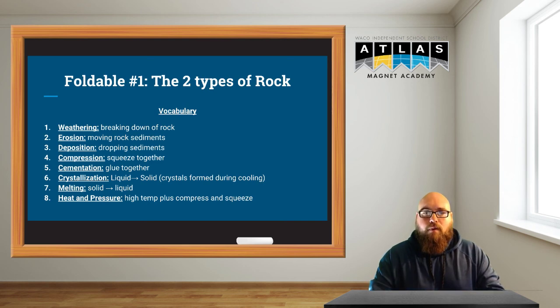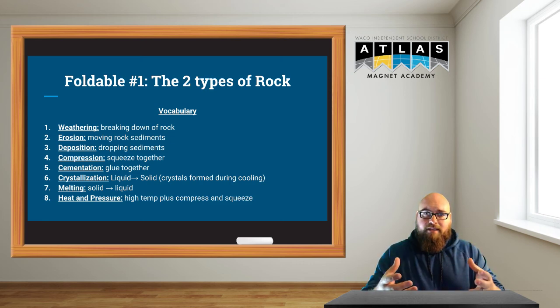So the first is, of course, weathering. That is the breaking down of rock. Very similar is also erosion. Erosion is moving rock sediments. It is another way that rock breaks down into smaller pieces. The next term is deposition. So just like the word deposit, these sediments are dropped off and they are placed somewhere. So deposition means they are deposited somewhere.